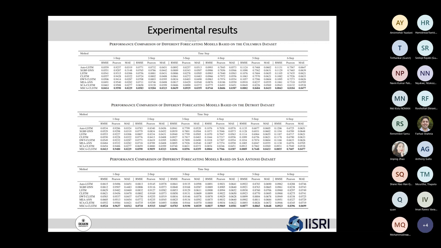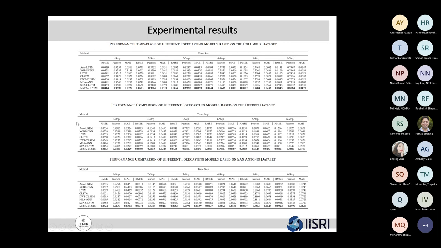As can be seen from these results, by increasing the time steps, the RMSE and MAE increase, and the Pearson values decrease for all compared models when the forecasting horizon is changed. Therefore, we can conclude that increasing the forecasting horizon has a negative effect on the performance of the forecasting model.